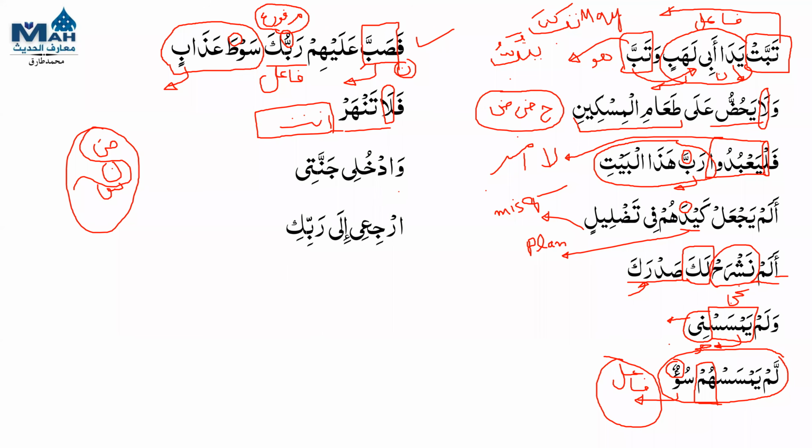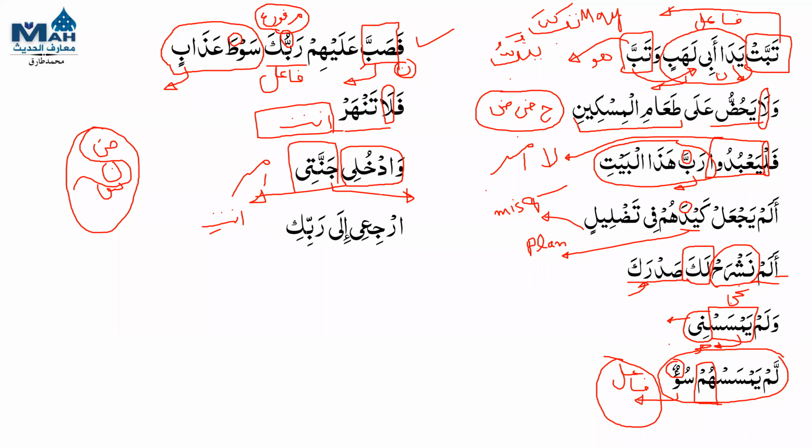Okay. Next, can you read? وادخلي جنتي. What does it mean? Wadkhuli. Which fi'l is this? Madi, mudare, or something else? It is fi'l amr. What is the fa'il? Anti. Very good. What is jannati in this sentence? Jannati is the maf'ul. Very good. So now translate. Wadkhuli jannati. And enter my paradise.